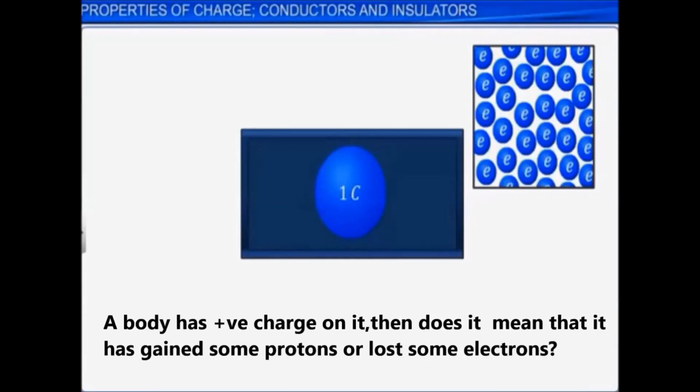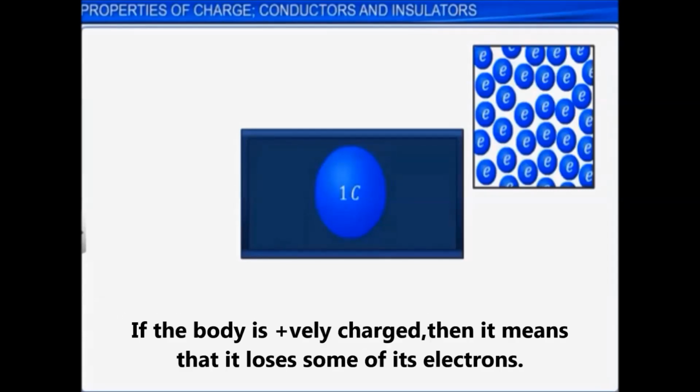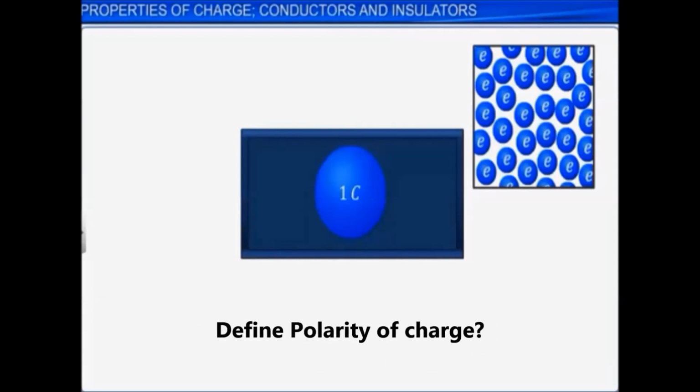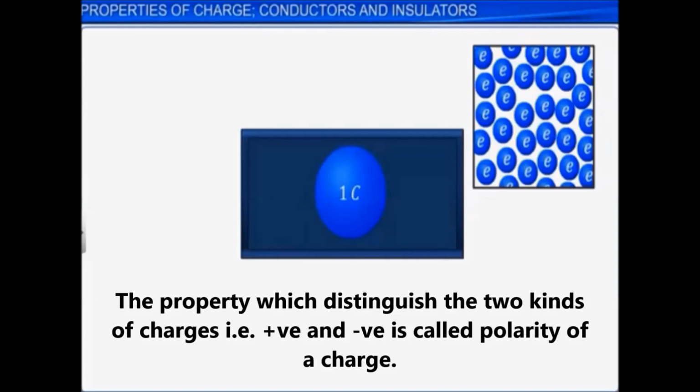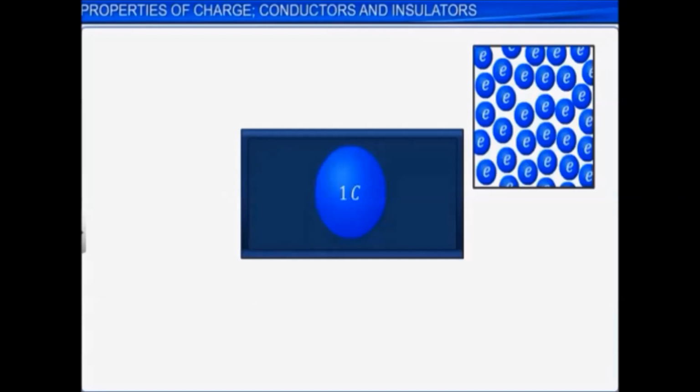Now solve another question. A body has positive charge on it. Does it mean that it has gained some protons or lost some electrons? The answer is if the body is positively charged, then it means that it has lost some of its electrons. Next question, define polarity of a charge. The property which distinguishes the two kinds of charges, that is positive or negative, is called polarity of a charge.